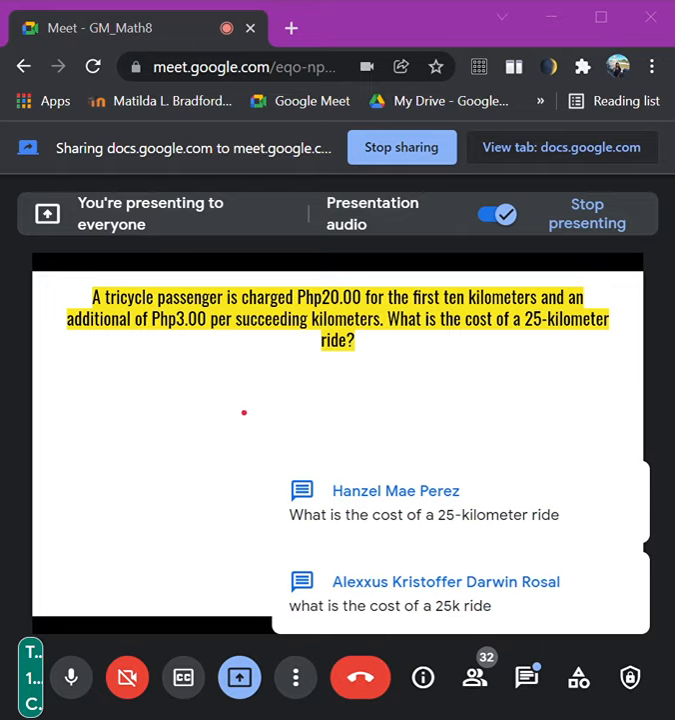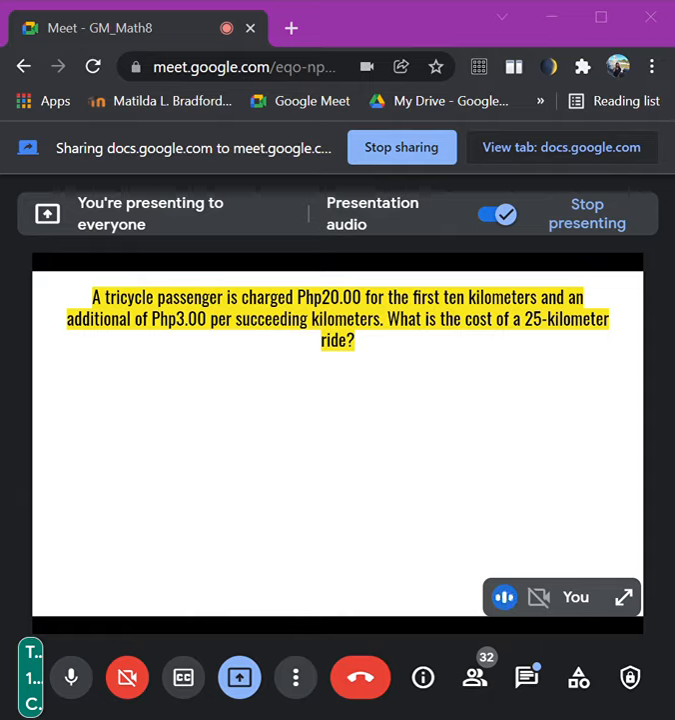Very good. Now, this time class, mag-assign tag values for x and y. So, unsa man atong gi-talk ani sa atong problem diri? We are talking about the cost and kilometers, right? So, kilometers og cost ang atong gihisgutan diri. So, let's try first to use our x. So, unsa man atong i-x diri class? Ang kilometers or ang cost?